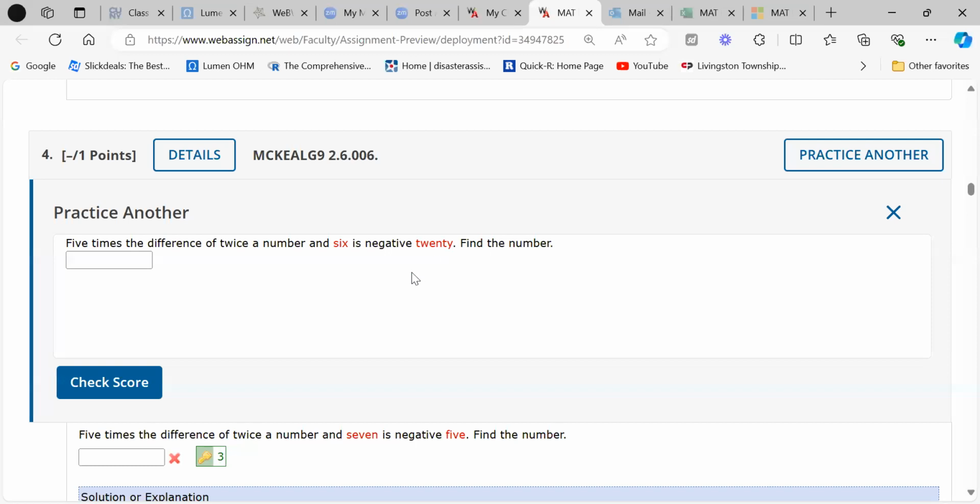So let's say 5 times the difference and twice the number 6 is -12. Find a number, right? So we're assuming this number is x. So you can set up the equation and solve for x. I'll let you guys try first.